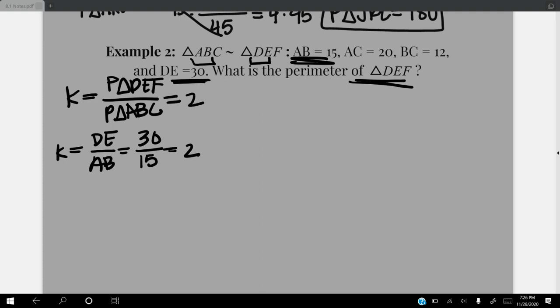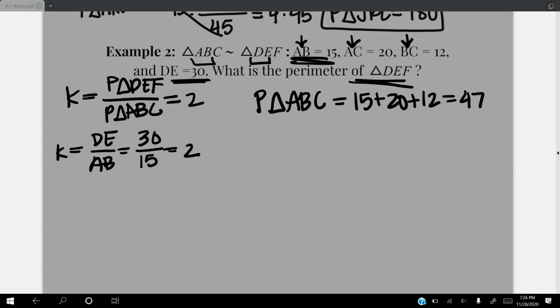And then we also have to figure out, just like the last problem, what the perimeter of triangle ABC is. The perimeter, remember, is all the sides added together. If we're looking for the perimeter of ABC, we want to use all the letters that we see in ABC. So remember, triangles have 3 sides. We got AB, AC, and BC. Those are our 3 sides. We're going to add them together. 15 plus 20 plus 12. That's going to give us 47.